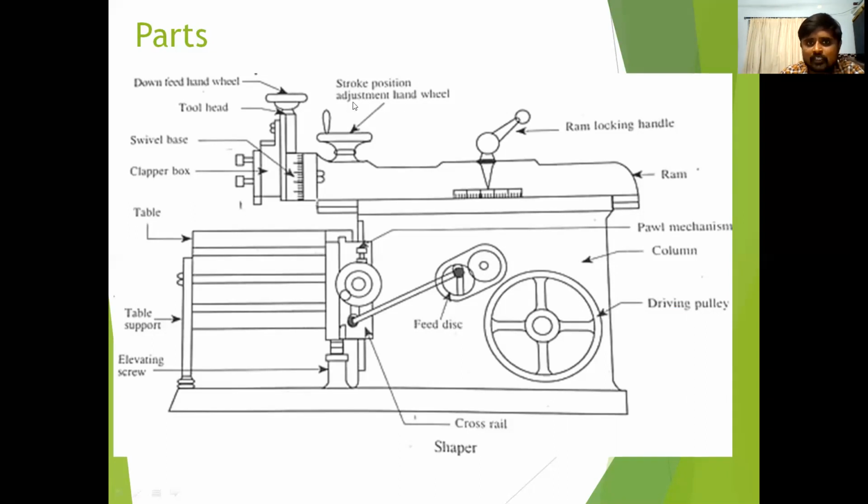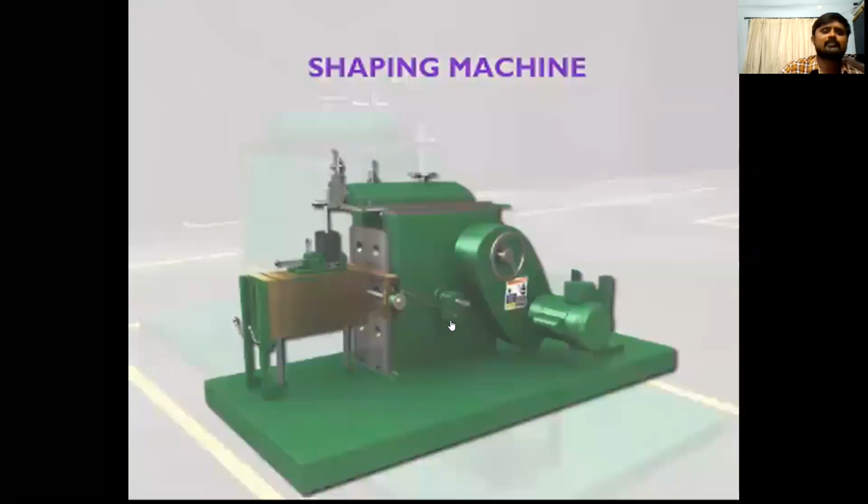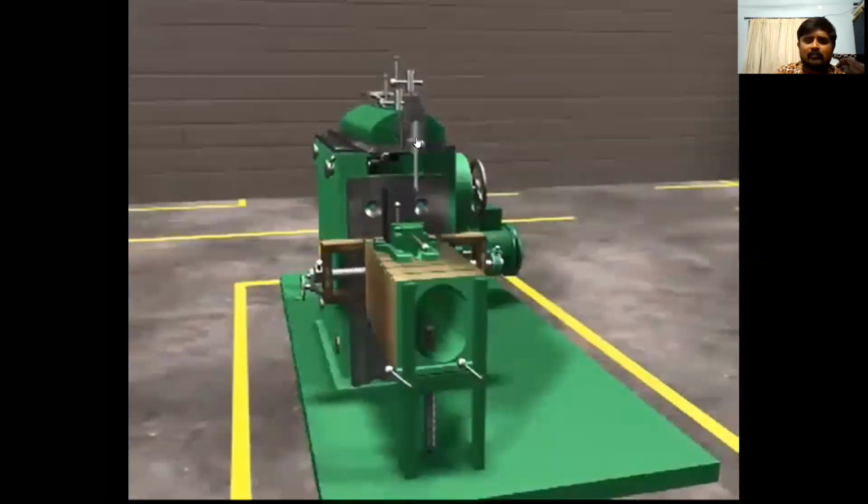And the stroke position adjustment hand wheel. Now if you observe here, this is the clamp box. Here we are going to place the cutting tool, and this is the down feed hand wheel. So we can move the cutting tool in a downward or upward direction. Now you can observe this video. It will give the complete information about the parts of the shaper machine.